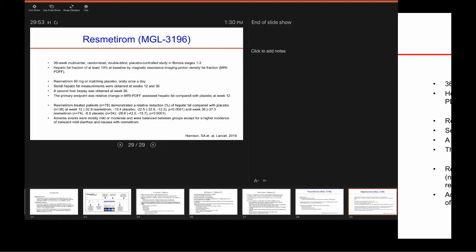And this is the phase 3. This is the 2B, yeah. No, the 2B. Phase 3, yeah, phase 3. So the drug is 80 milligrams or matching placebo once a day in this study.